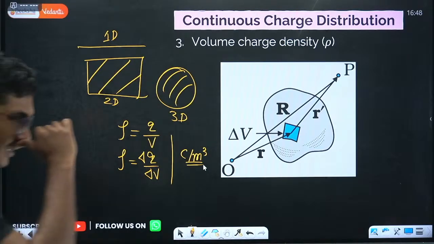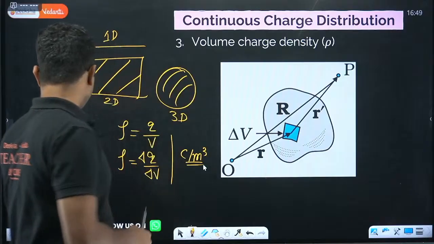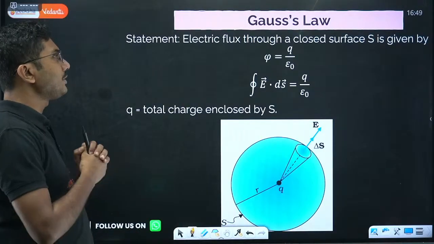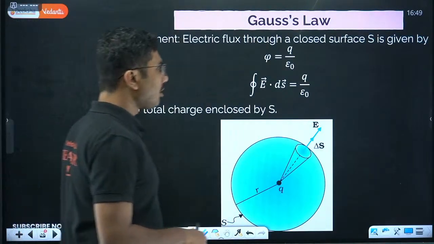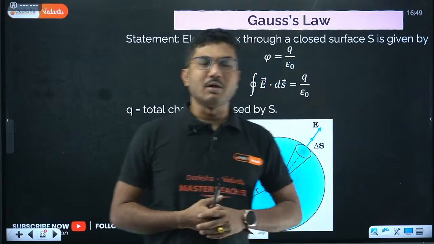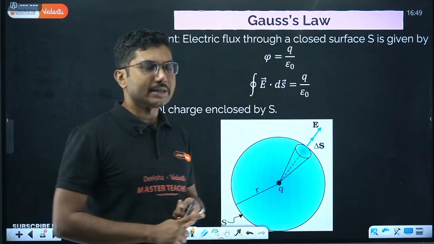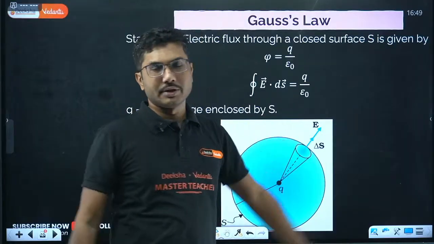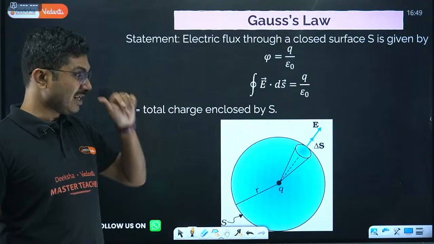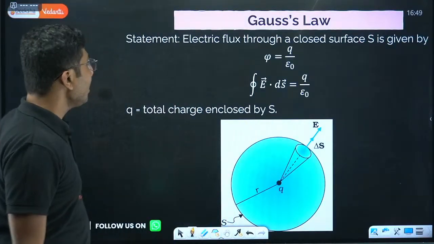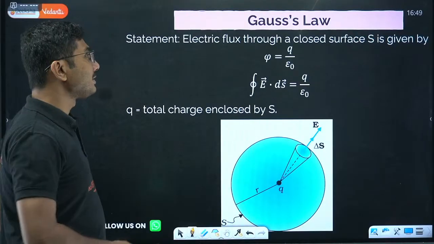Okay, now let's move on with our main topic, which is Gauss's law. Gauss's law is the most important, very simple law. It is important for your PU exam, it is important for your KCET exam, it is important for all exams. But on the surface it might look very simple and very easy. So what is Gauss's law statement?